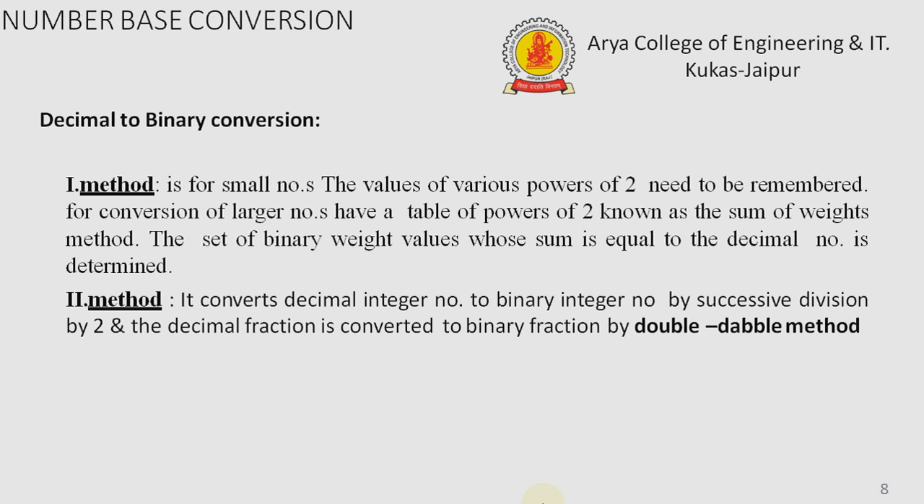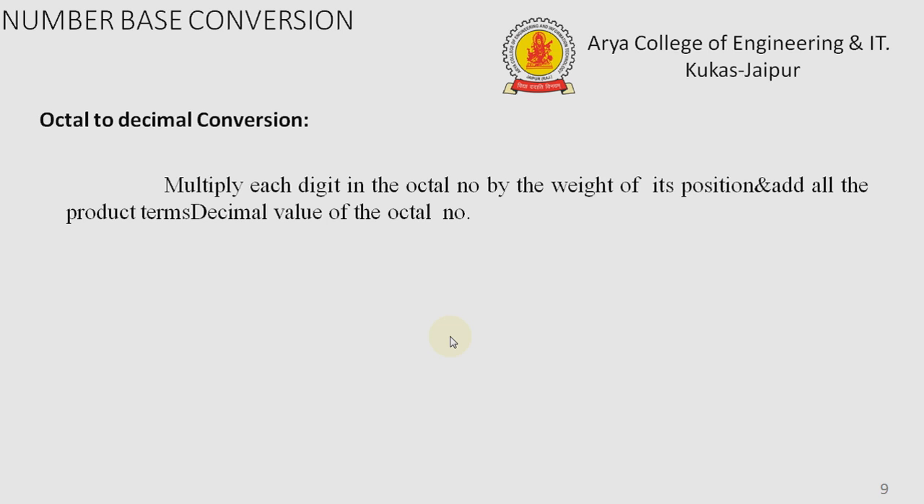So by this process going on, I have to collect all the remainders, and going from the bottom upward I have calculated the value. So this is the process to follow for decimal to binary conversion.